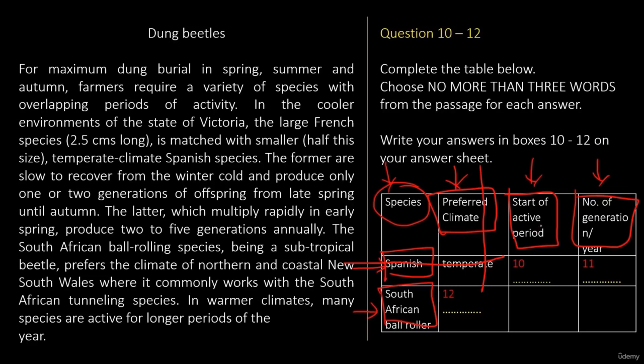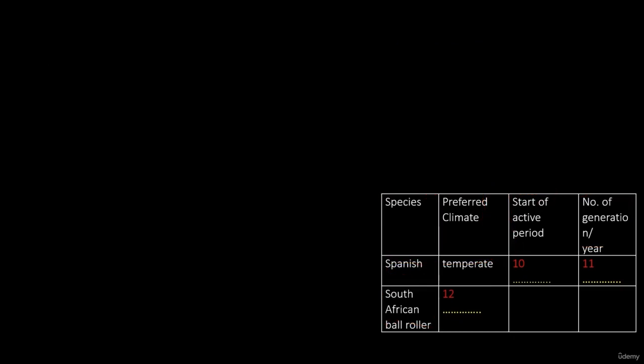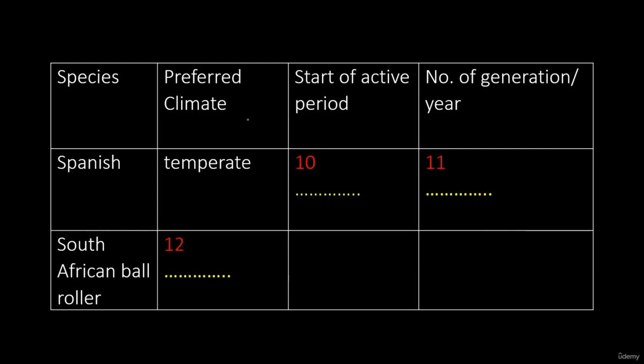Okay, read the columns and rows very carefully. Without columns and rows, this is not even a table. Okay, so let me just zoom in a little bit and help you with that, what I mean by that. So look here, preferred climate. What is it? Temperate. Now this is an example which can be a hint for you for the next answer. Right? Same way, if they have mentioned it for Spanish, I can find it for South African ball roller as well.